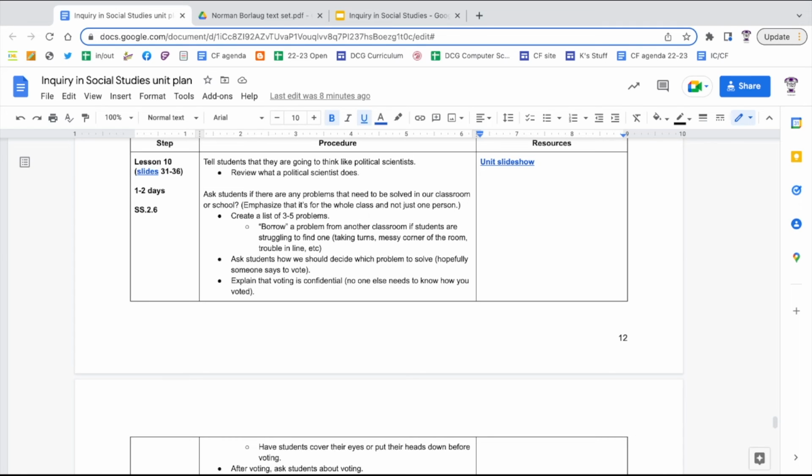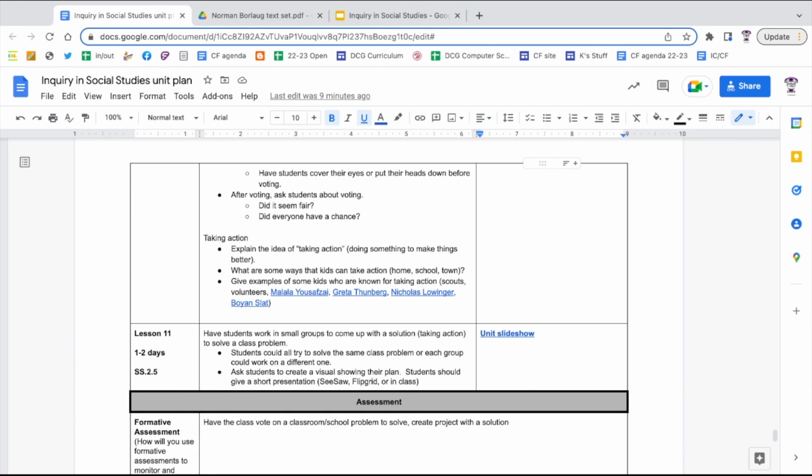Then you're going to talk about what type of problem there might be in your classroom or in school. If students are having trouble, maybe you can offer a suggestion like, we're having trouble taking turns, or we have a messy area of the room, or we have trouble when we're in line, something to that effect. Then ask students how we should decide which problem to solve. Hopefully someone says we should vote on it. If not, provide that prompt for students, as this is the democratic procedure that we would want to use in practice. After the vote and following discussion are completed, move on to the taking action idea.